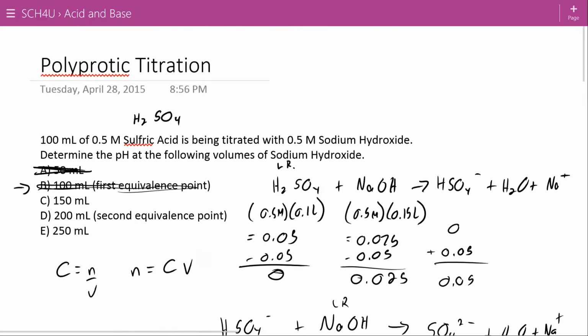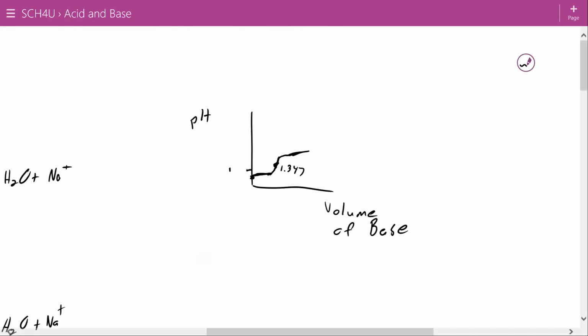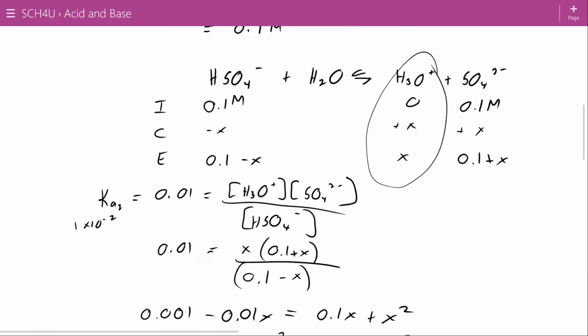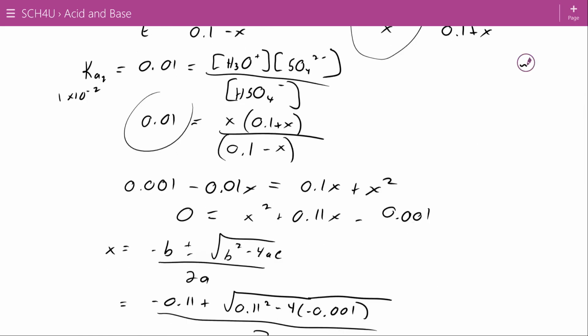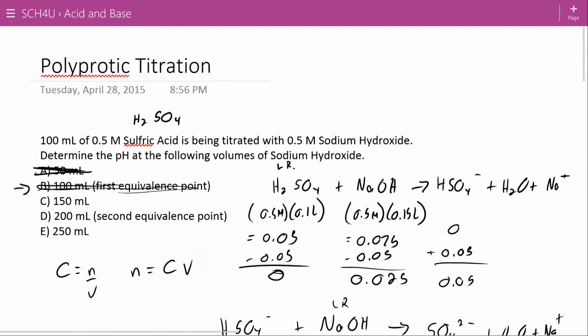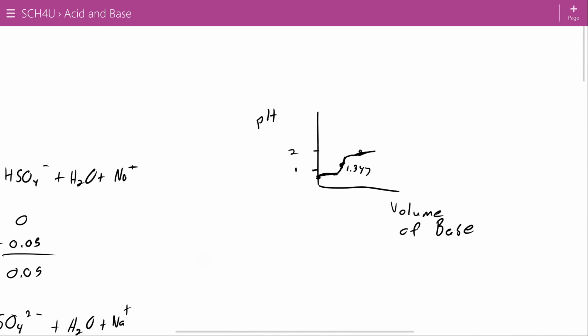Which means that in this graph, in this region, I'm all the way up around 2, which is higher, but still fairly low, reflective of the fact that regardless of HSO4 minus being a weak acid, as far as weak acids go, it's fairly strong. That Ka value associated with this acid is pretty big. So that's our curve to this point.